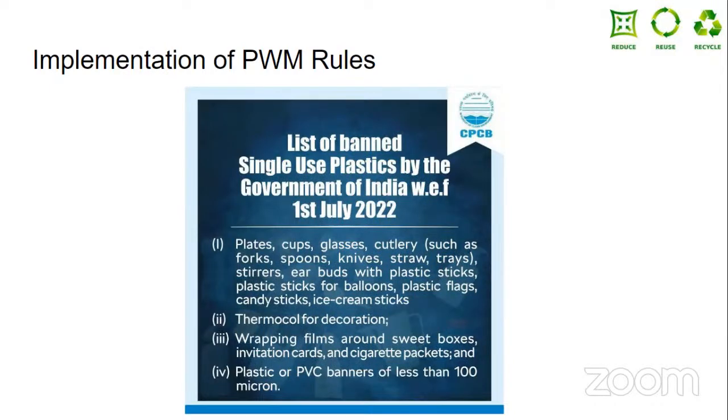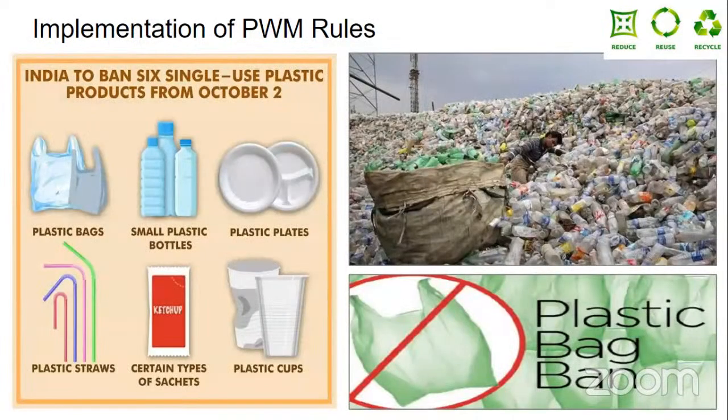Wrapping films, like on sweet boxes or e-shopping items, very thin wrapping film, are going to get banned. Of course, the wrapping on cigarette packets as well. Plastic or PVC banners of less than 100 micron are getting banned. India to ban single-use plastic products.